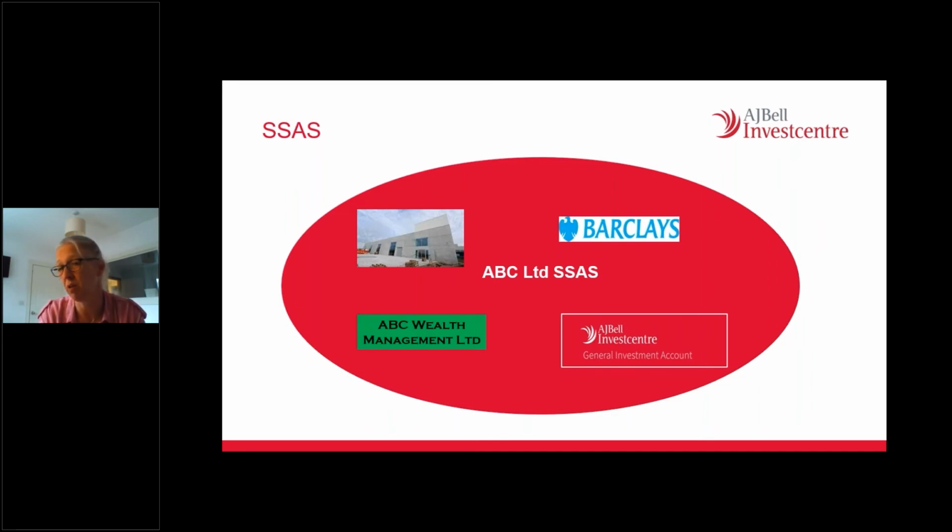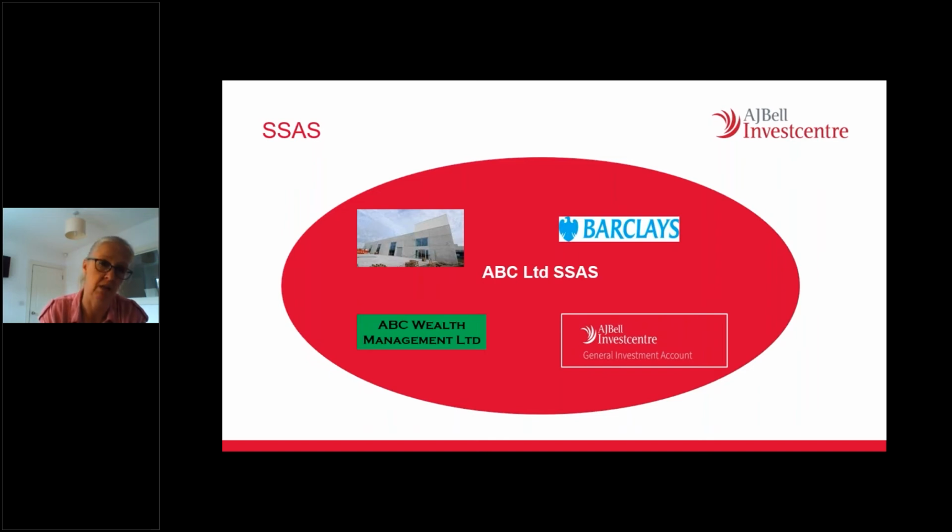Once you get to 3 or more, then it tends to swing the other way, and a SSAS is likely to be the more cost-effective option, if that's a factor. Obviously, I should point out now, as I'm sure some of you watching this will be aware, that we no longer do properties on group SIPPs anymore.